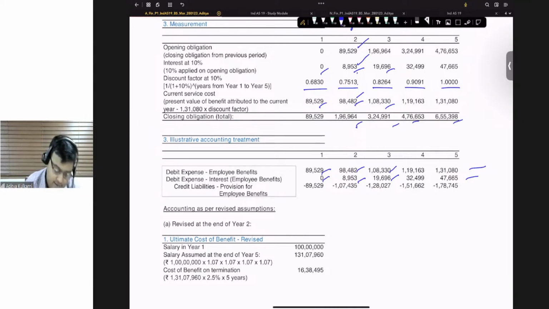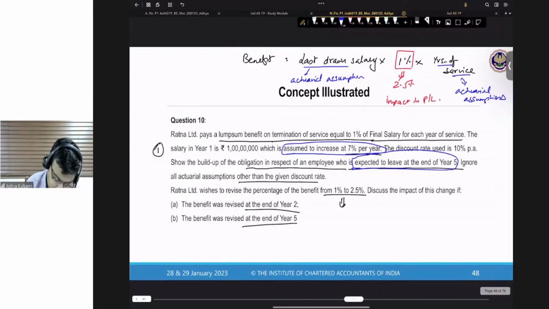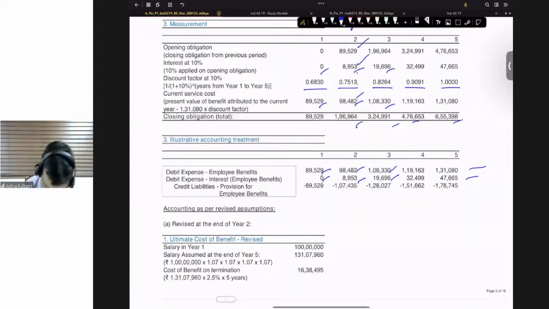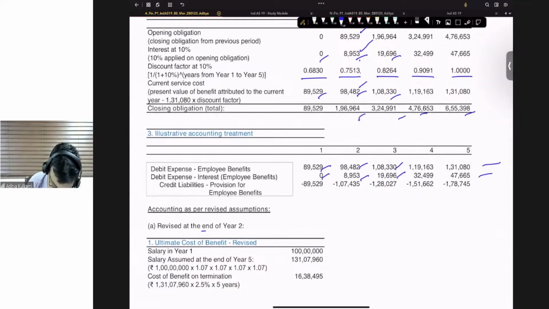Now what is happening is, your plan is changing from 1% to 2.5%. Discuss the impact of this change if the benefit was revised at the end of year 2. We will see. So, revised at the end of year 2. Okay, so salary in year 1 crore, increase at 7%, 1 crore 31 lakhs. Cost of benefit on termination is 16,38,495, which is essentially 131 into 2.5% into 5 years. So this becomes my revised amount.